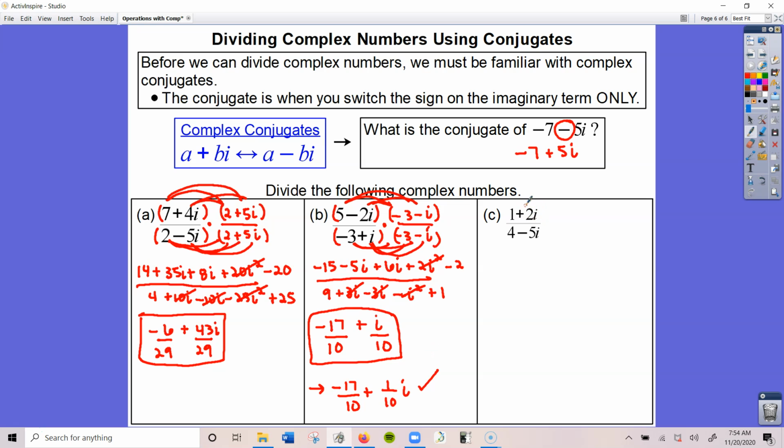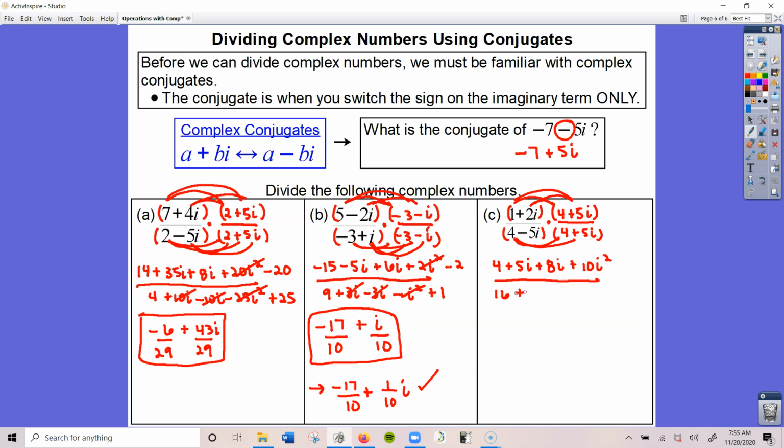Last one here, we have 1 plus 2i divided by 4 minus 5i. So I'm going to rationalize by multiplying the conjugate, which is 4 plus 5i. And now we're going to FOIL. So I'm going to distribute the 1 and then distribute the 2i, and that would give me 4 plus 5i plus 8i plus 10i squared. And in the denominator, I would have 4 times 4, which is 16.